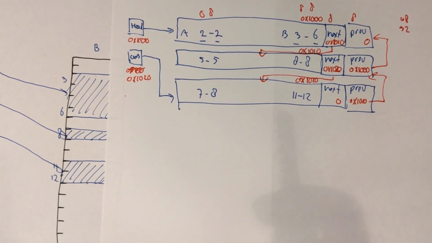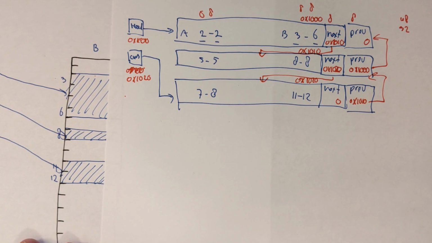Now, how do I make a better algorithm here? Of course, what I can do is, instead of having these next and previous pointers, I just allocate one single block of memory, which is quite an interesting way of doing it.